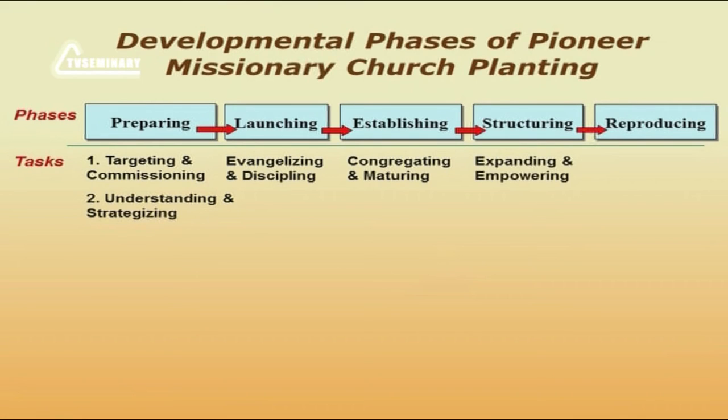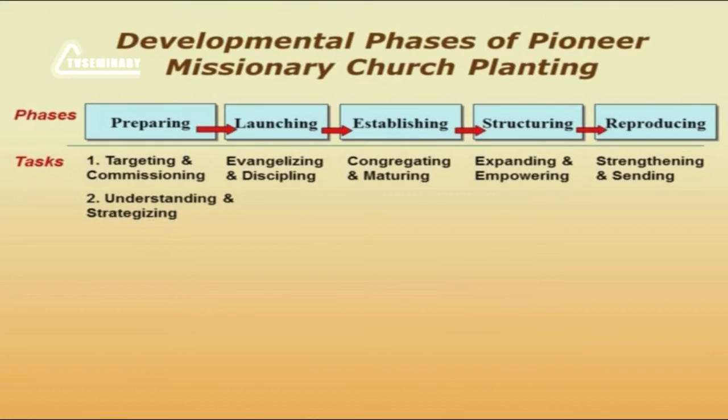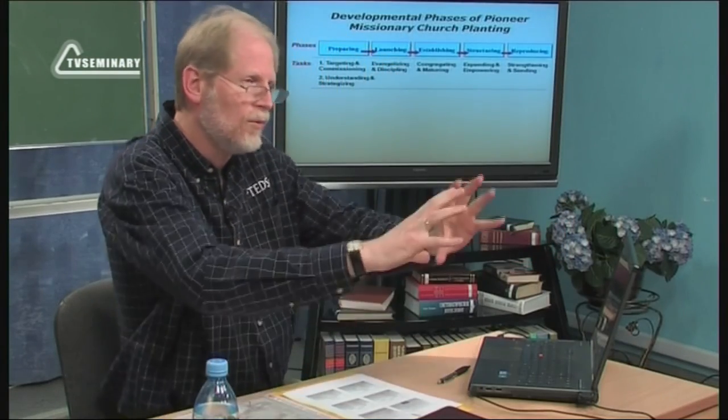And then structuring will be to expand ministries. We may start some specialized ministries, youth ministry. We're developing leaders. We're empowering the local people to lead those ministries. Remember, we only grow the church with the people that God gives us. We only grow the ministries with the people that God gives us. So we're empowering local people to lead that youth ministry or that children's work. And then reproducing is you strengthen that church and then send out people, whether foreign missionaries, a daughter church plant, or a team that would become a colonization church plant. To each of those, there would be a list of tasks.